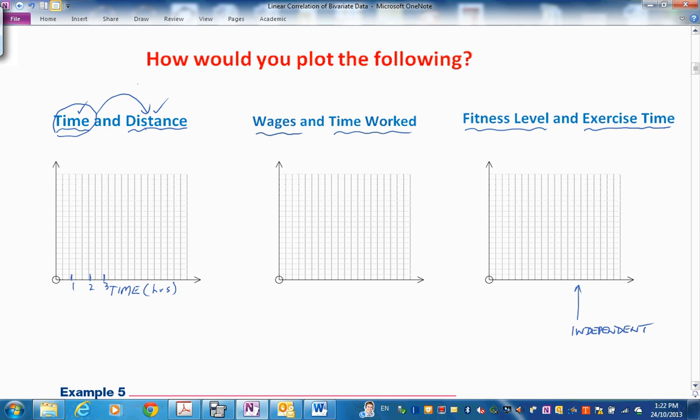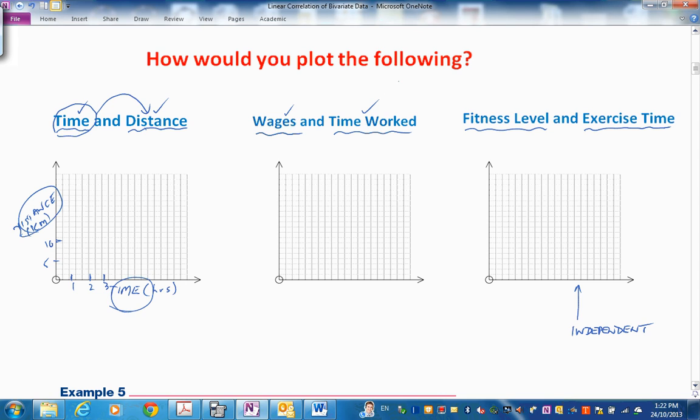And then the dependent variable, dependent on the time that passes, is the distance, and that's going to be up here in kilometres. 5, 10, hang on, we've got to get this right here. 5, 10, etc. So you must have a scale and units, but the position of these variables relative to each other is important. Let's look at the next one.